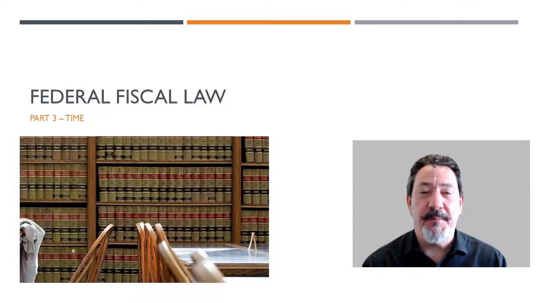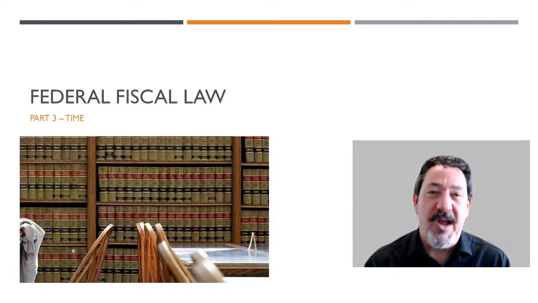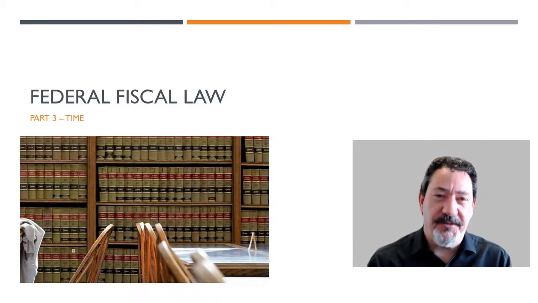So that sums up the bona fide need rule and the time aspect of appropriations law. In the 4th video, we'll deal with the last characteristic, which is amount and the Anti-Deficiency Act.